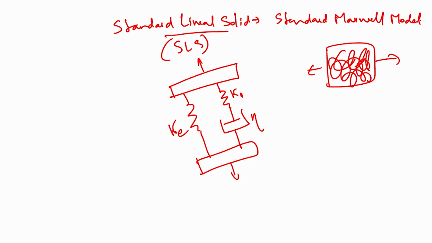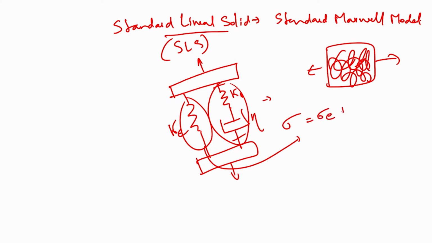Now, in the previous case, whatever force was applied across this series of spring and damper created the same stress in both, but the elongation was the sum of both. But in this case, the stress will be distributed among the two arms of the model, correct? So the total stress in this case will be the stress across this individual spring, sigma E, plus that of the previous model that we already discussed, the Maxwell model, that is sigma m.